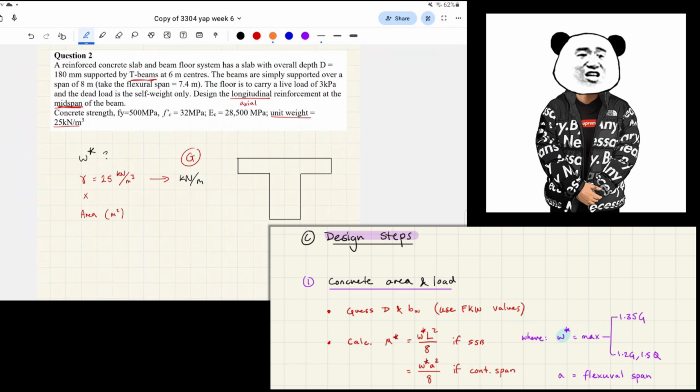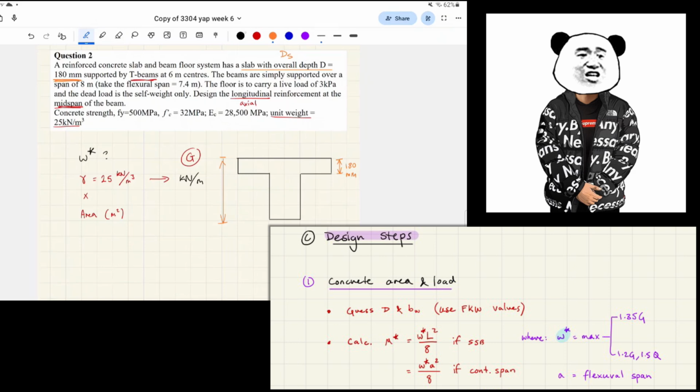So, the depth, the 180, plus the whole length from the top to the bottom. Wait, surely that can't be 180. That's millimeters, is it? You're on the right track, Justin. The depth you're reading in the question is the depth of just the slab, which is that top part, the depth of that flange. I'll give you a hint. It's the first step in design steps. So then D and BW, right?